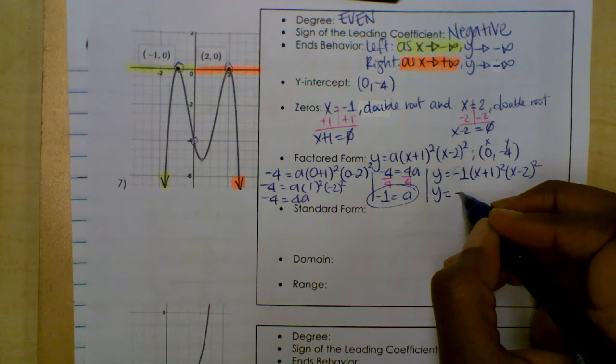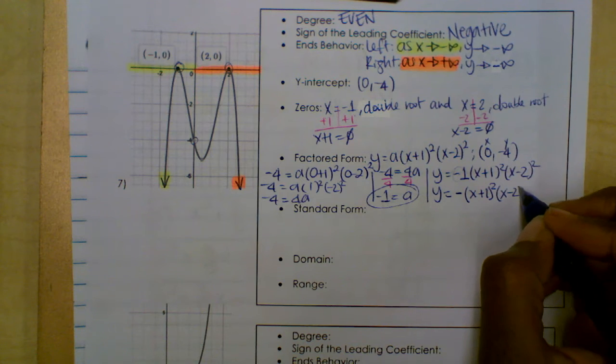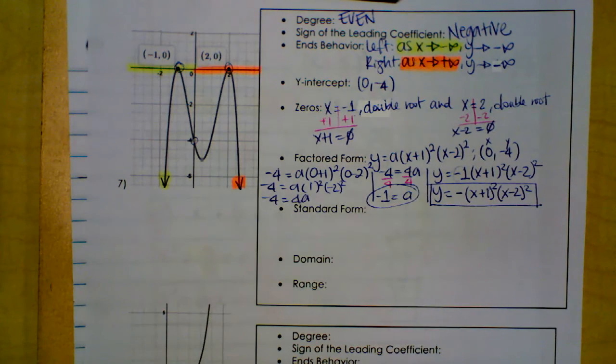I'm going to drop the 1. So negative parenthesis x plus 1 squared, x minus 2 squared. And that's your final answer. So what is the standard form?